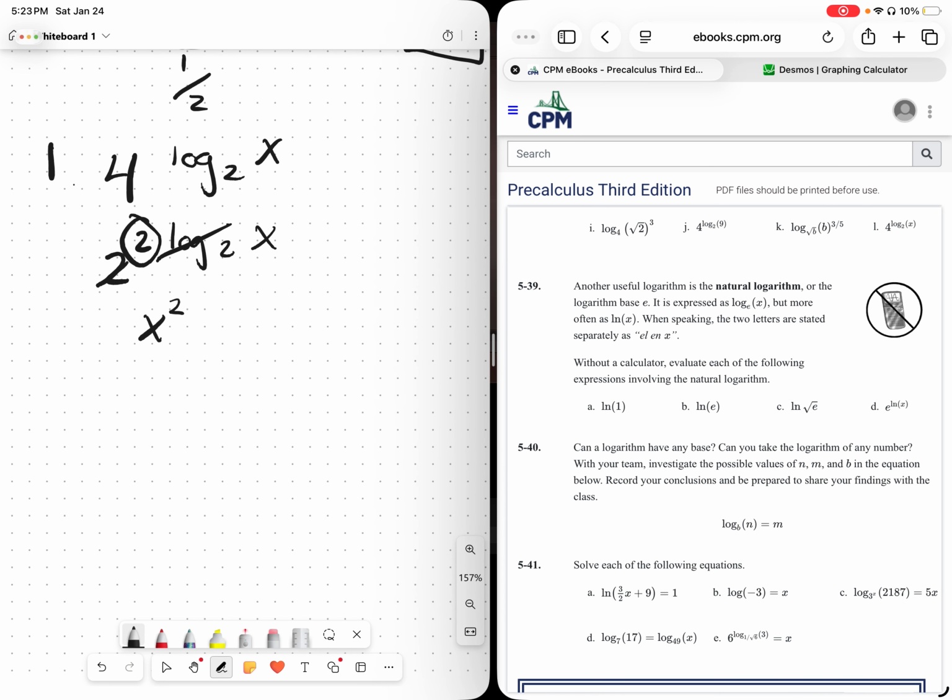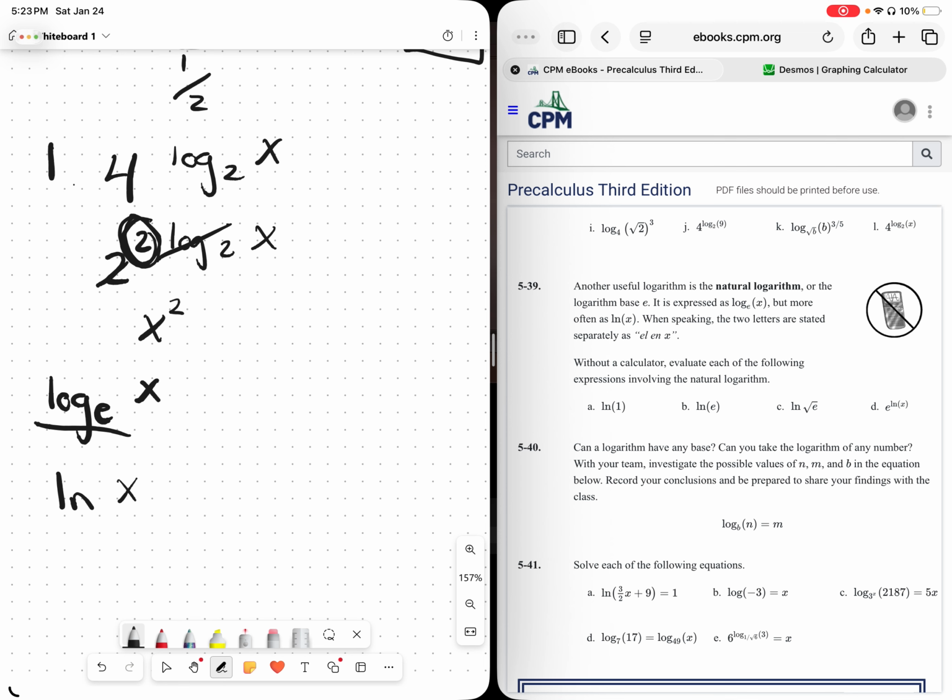Okay, 39. Again, guys, this is kind of confusing, and I get that. We'll get into the rules of this soon in the next few lessons, right? So 39, another useful log is the natural log. Natural log is when they use the base of e. When you see a log with a base of e, they're not going to write it that way. You're going to see natural log of x, which simply means they're using e.